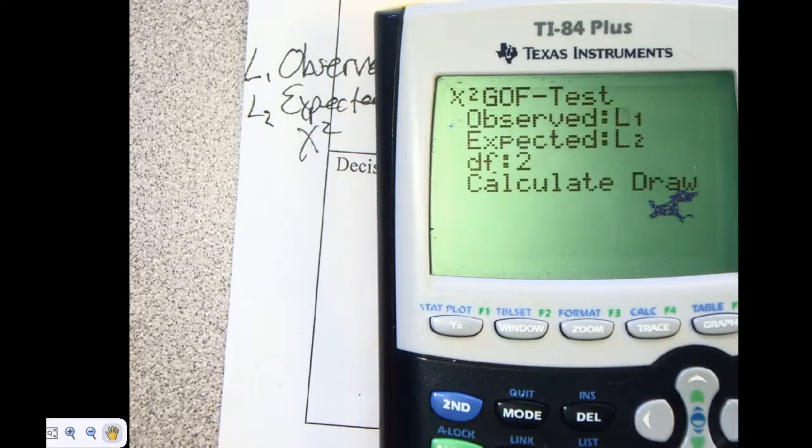It should default to this. Hopefully you guys just see L1, L2 right there. That's why we put the observed in L1, expected in L2, because that's what it was wanting us to do. Degrees of freedom is categories minus 1. So what's that? 4. Then you enter.